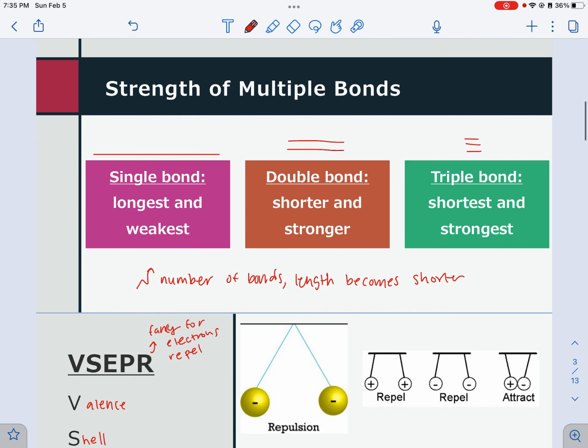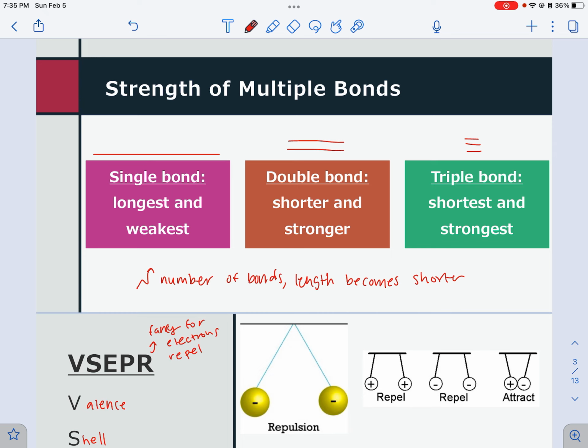So the strength of multiple bonds, I think this is really easy. Just think triple bonds are really strong and they're the shortest, and single bonds are the longest and the weakest. Single bonds ain't going to the gym. Triple bonds are getting on those steroids, am I right? Anyways, single bonds are the longest and the weakest.